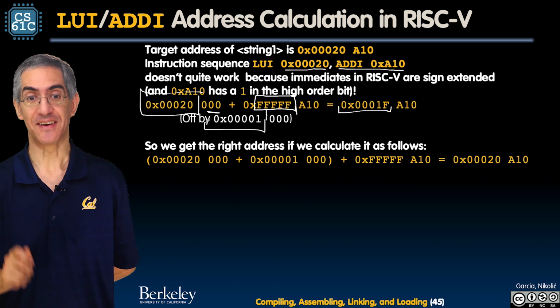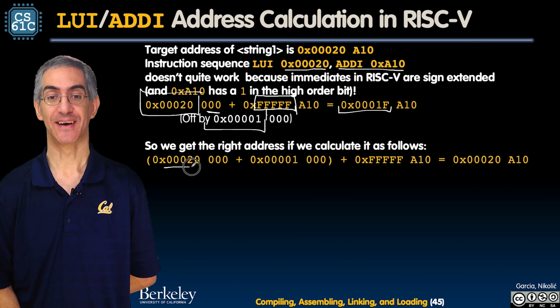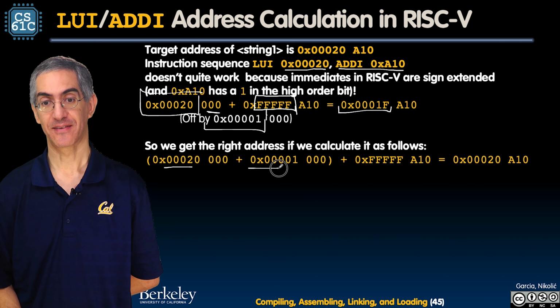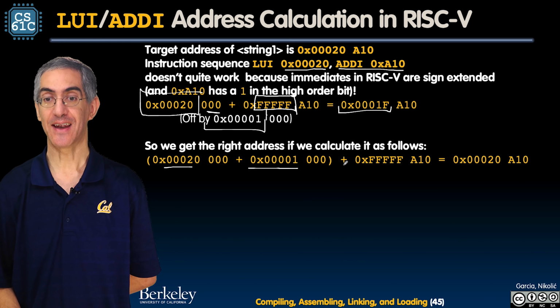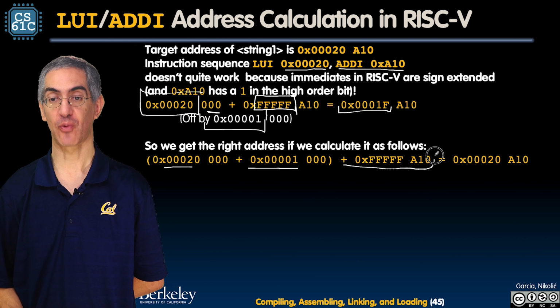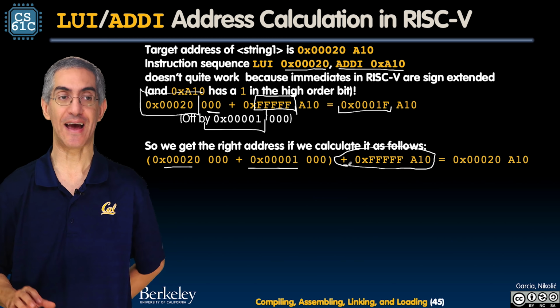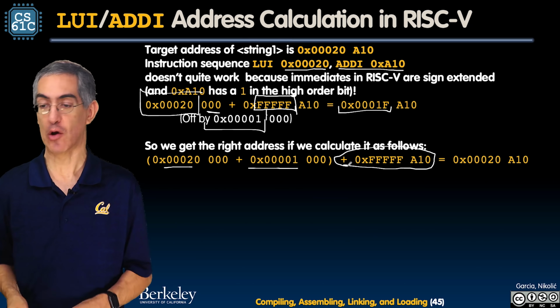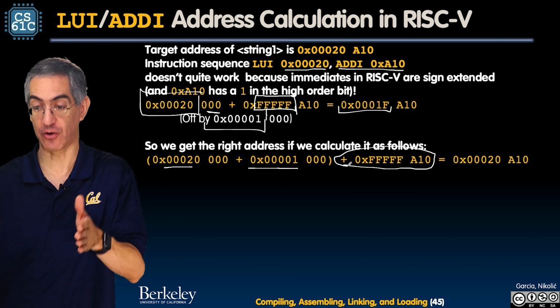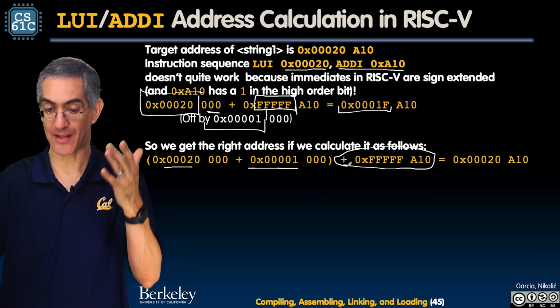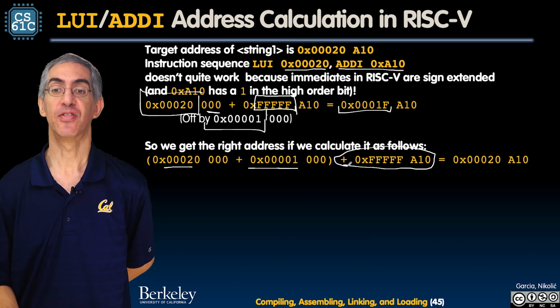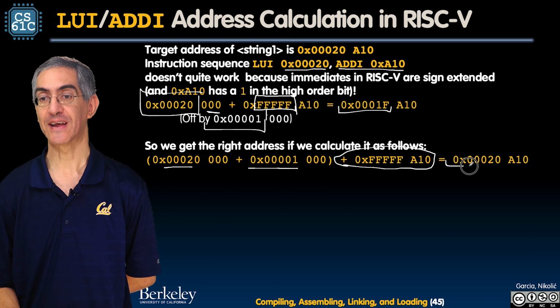So to fix it, I take my 20, I add 1 to it to compensate for the fact that when I sign extend, I'm going to lose the 1. And then when I add the A10 on the lower 12, sign extend it, remember you can only add 32 bits to 32 bits in these systems. It's not like, oh, I only add the 12. No, you got to add 32 to 32 to get 32. That's what our ALUs do, our arithmetic logic units. They only know how to add 32 to 32 to get 32. So then I'll get the right answer, 20A10.